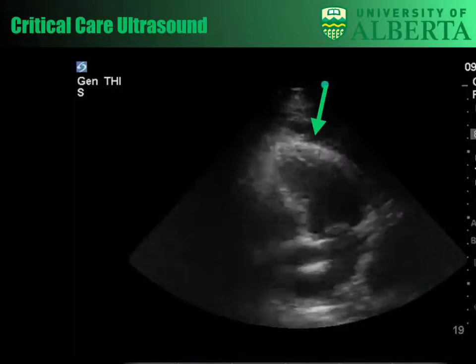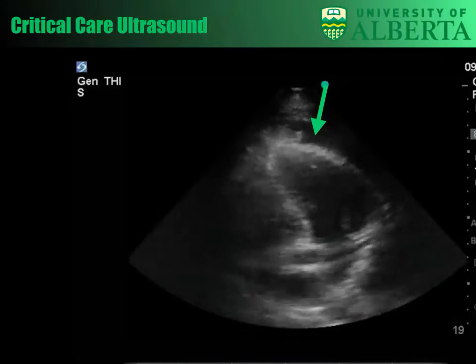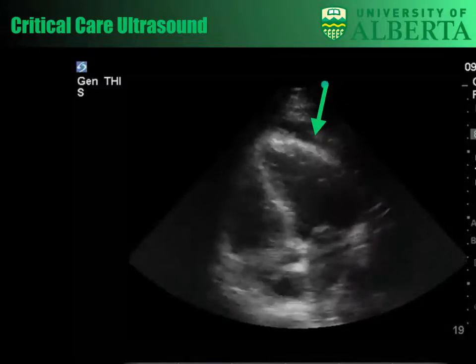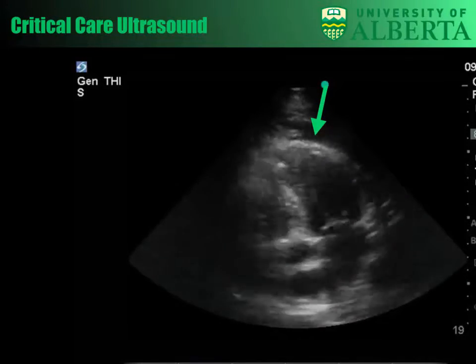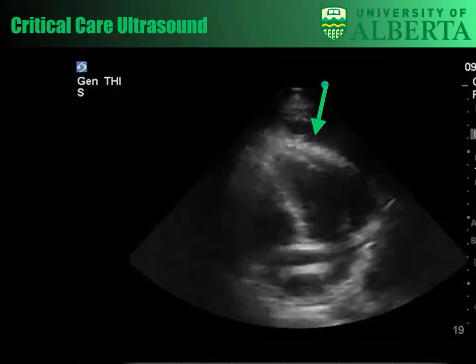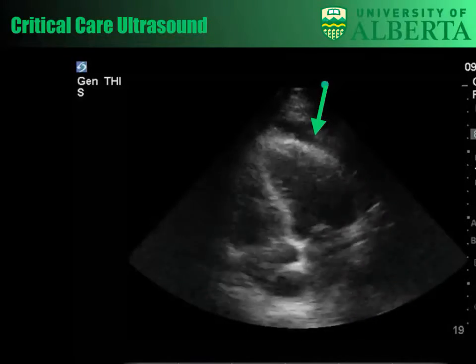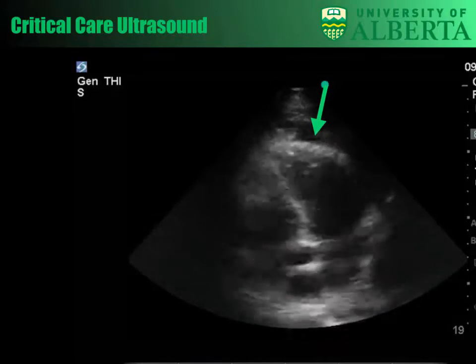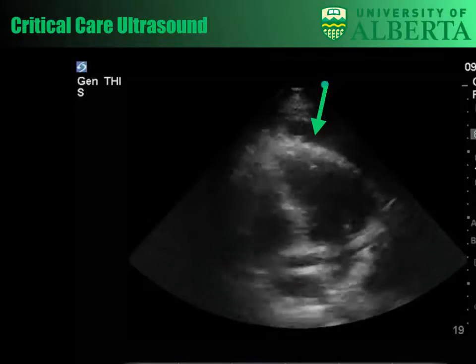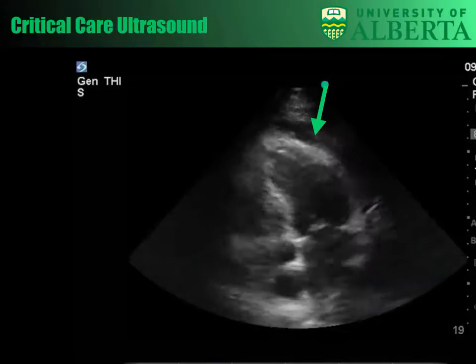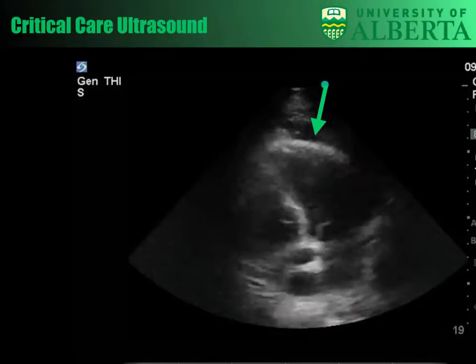This is a horrible apical 4-chamber, which was thought to be a pericardial effusion. And there's an arrow here pointing at the structure. Okay, something is intermittently coming into view here. Okay, and any suspicion of what this may or may not be?